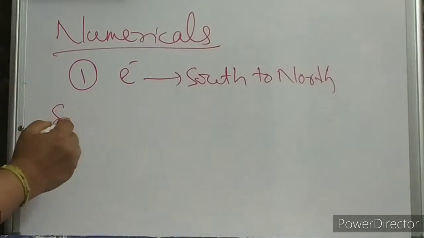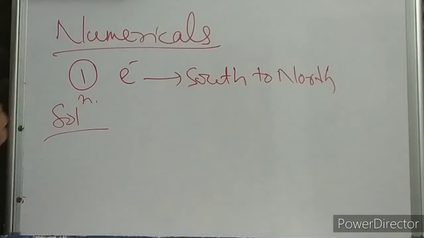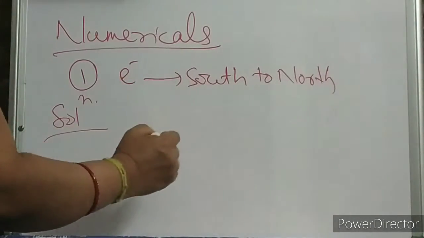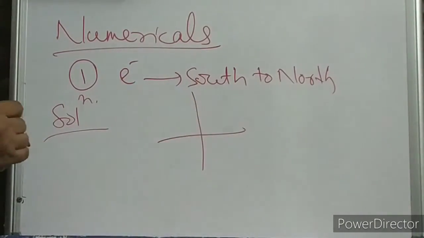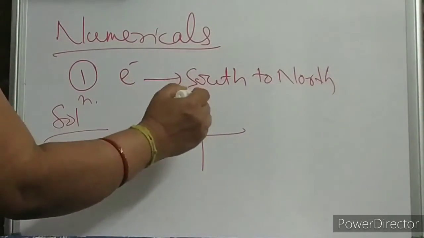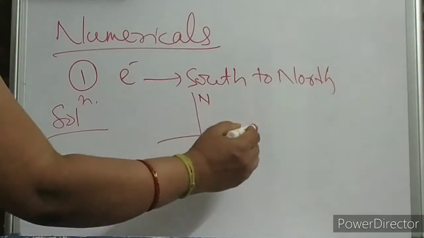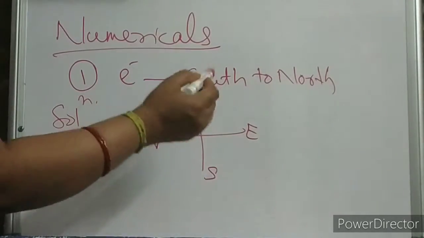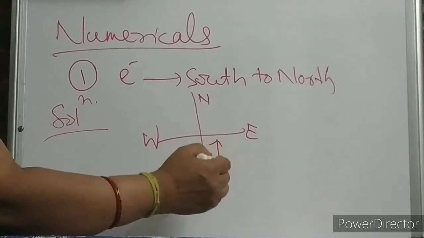Children, which rule are you going to apply over here? Tell me. Electron, south to north. Immediately, south to north means do this. It will be easy and it will save your time. North, south, east, west. Clear children? Electron is moving, so this is your electron movement.